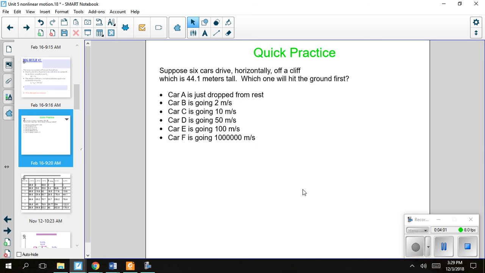All right, so take a quick reference here. Let's say we have 6 cars, and they all go off a 44-meter cliff. Which one hits the ground first? Car A, car B, C, D, E, or F. They all have different horizontal velocities. Well, this is kind of a trick question because they're all going to hit the ground at the same time. It doesn't matter what their horizontal velocity is. If they're all going off the same distance vertically, they're all going to hit the ground at the same time because gravity affects them all the same.